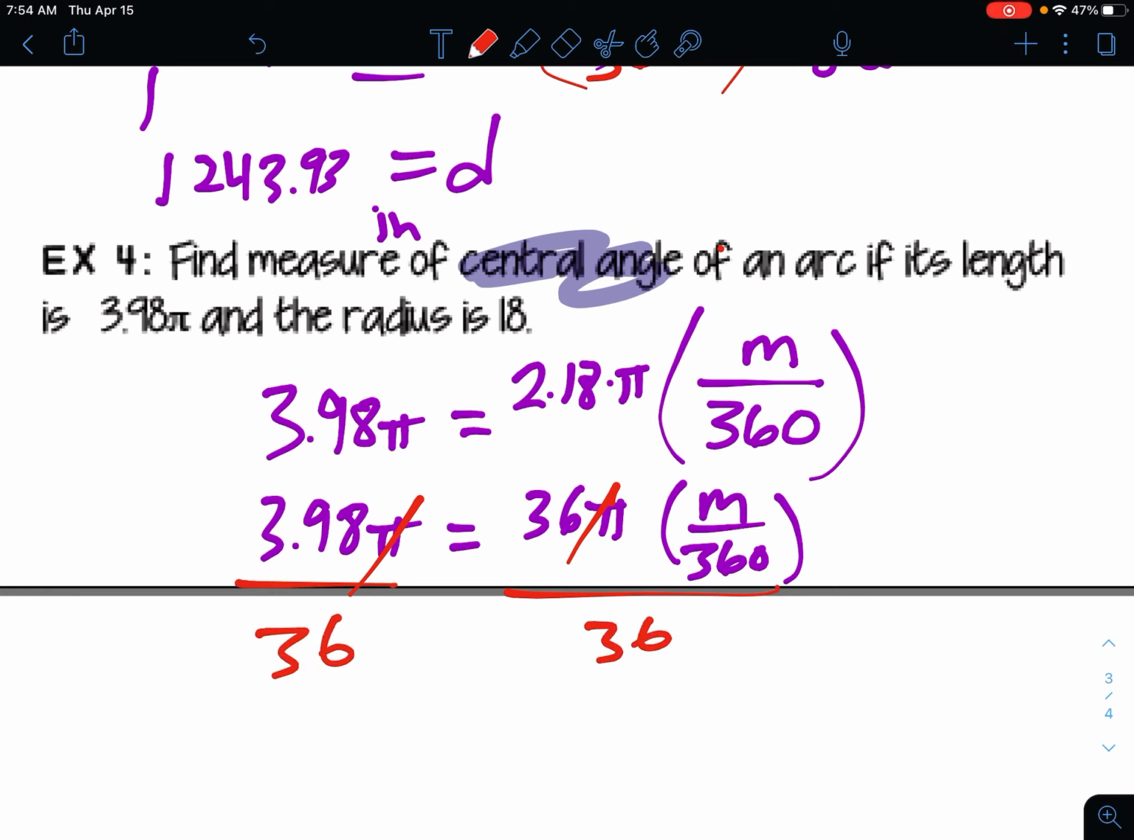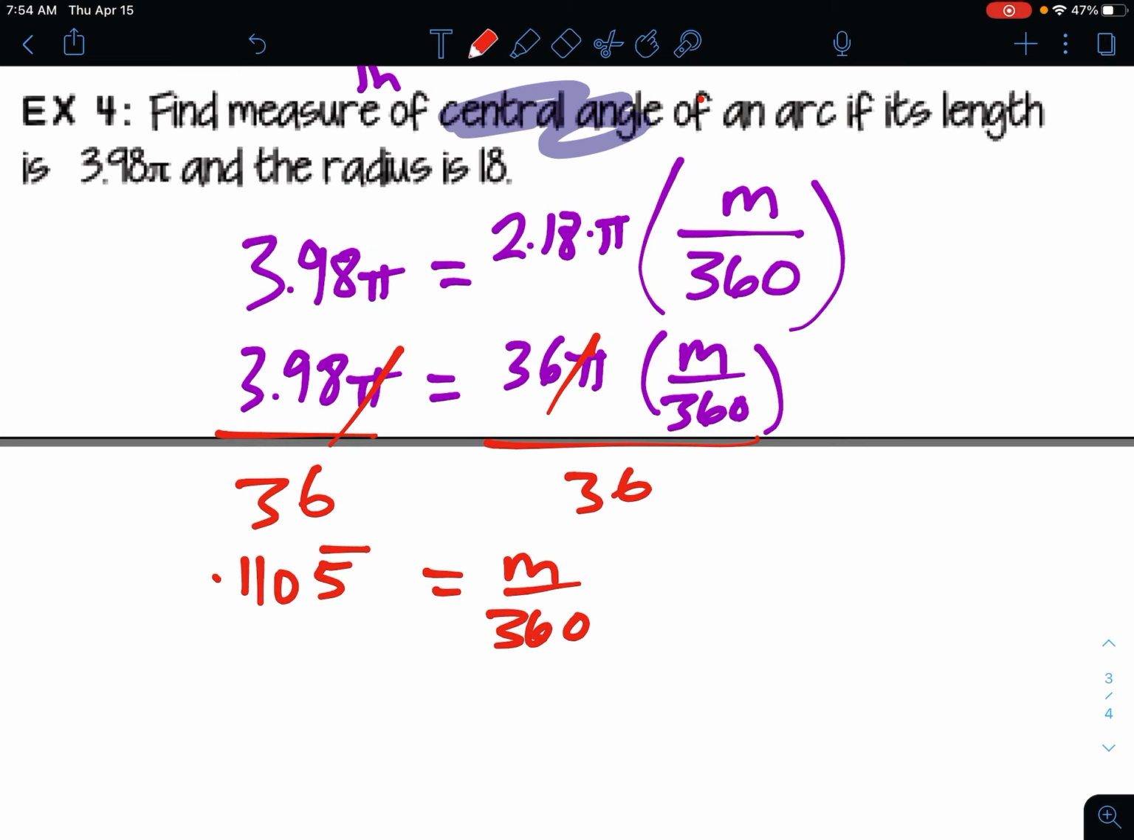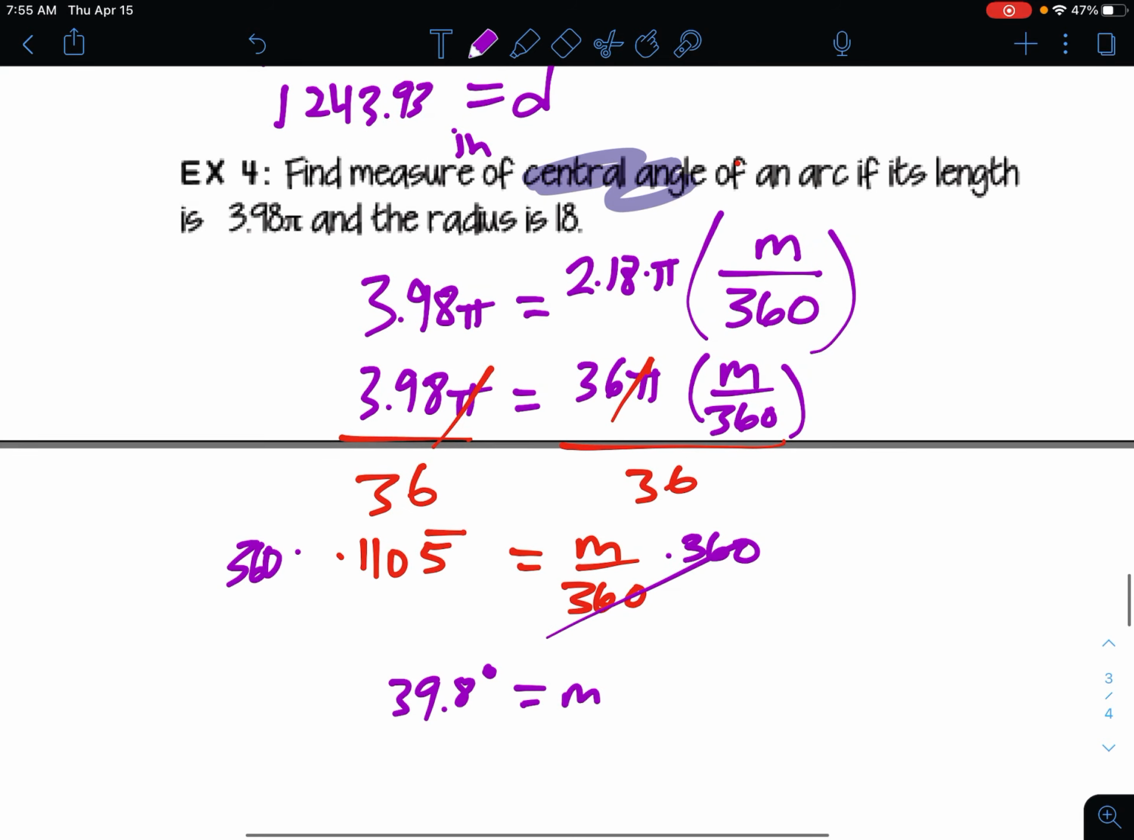3.98 divided by 36 gives us 0.1105, and then that 5 is repeating, and we have m over 360. So then I'm just going to take that number that's in my calculator, multiply it by 360, because I'm dividing by 360, and then we get m to equal 39.8 degrees, or if we round it up, 40 degrees. Right, so that's dealing with arc length.